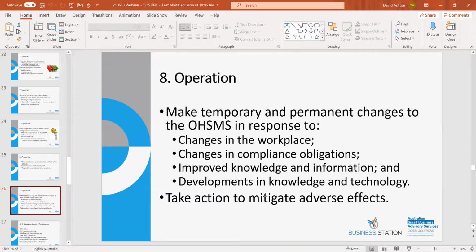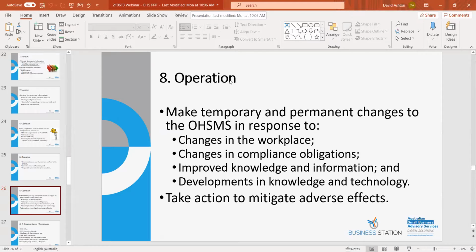And where you can, make temporary or permanent changes. The system needs to evolve over time to suit your organisation at any given point in time. So don't be a slave to procedures. If the procedures aren't adequately protecting you, then you review the procedures and make changes in the workplace. And you do that in response to changes in the workplace, and any changes to compliance obligations.